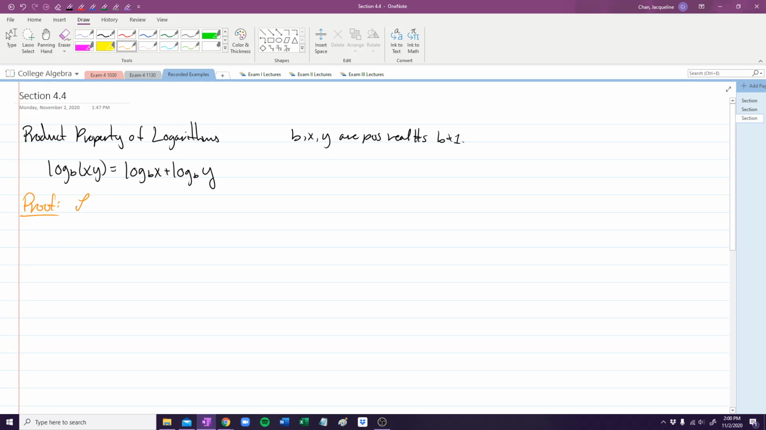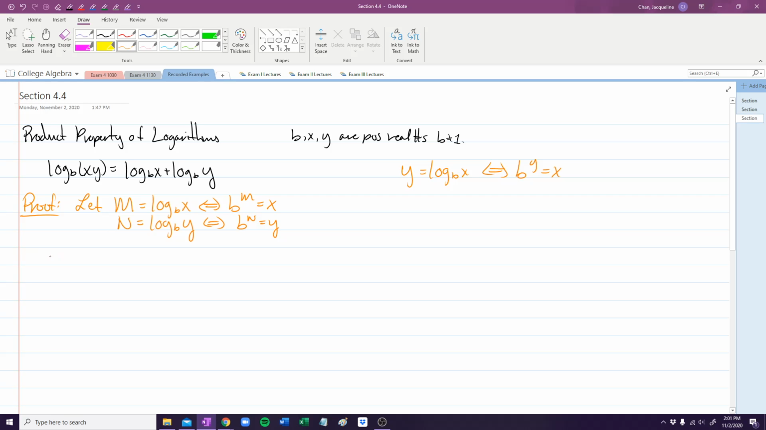So we're going to let m be log base b of x, and we're going to let n be log base b of y. Okay, so m is equal to log base b of x, so this can be rewritten. Recall if we have y is equal to log base b of x, it is equivalently written as b to the y is equal to x. So equivalently, this is written as b to the m is equal to x, and over here this is equivalently written as b to the n is equal to y.